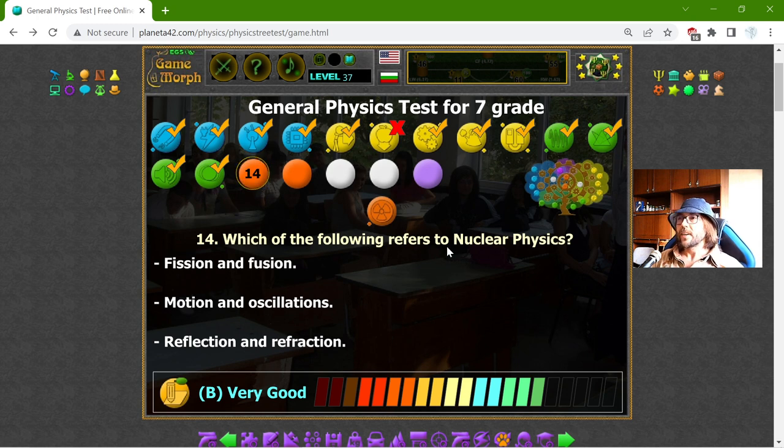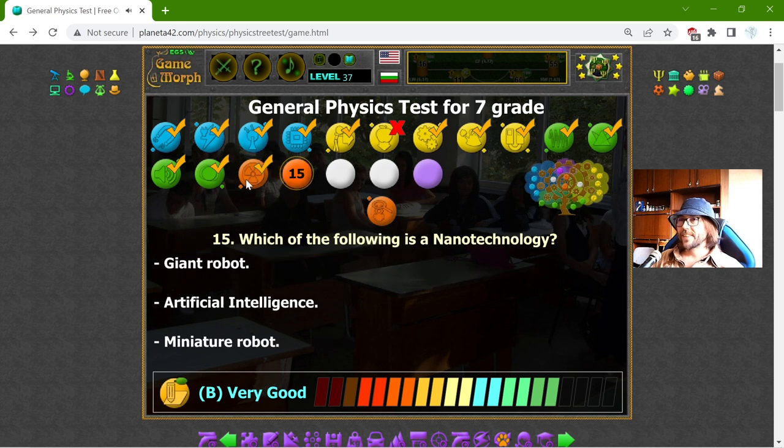Which of the following refers to nuclear physics? Fission and fusion, motion and oscillation, reflection and refraction. Well, fission and fusion. Of course. This is about nuclear physics. Boo! Disgusting. Well, but it gives energy. A lot.